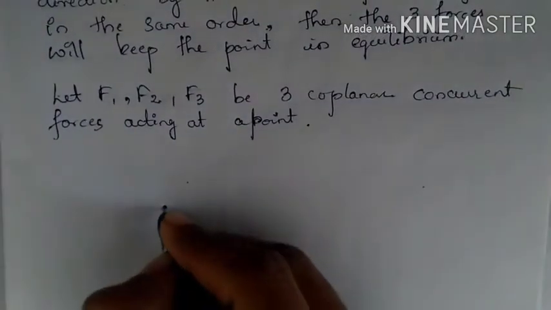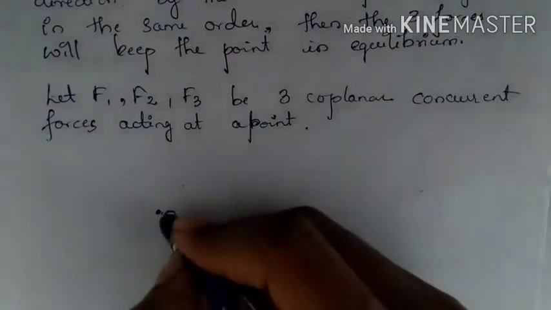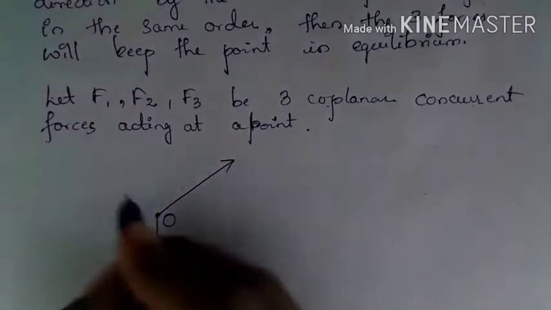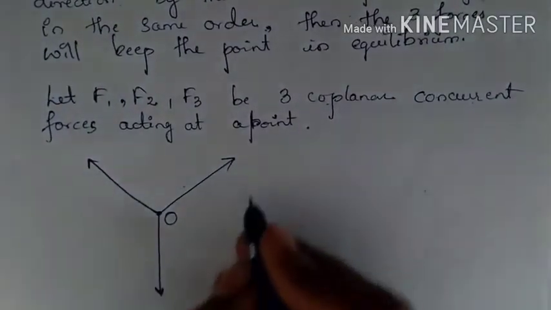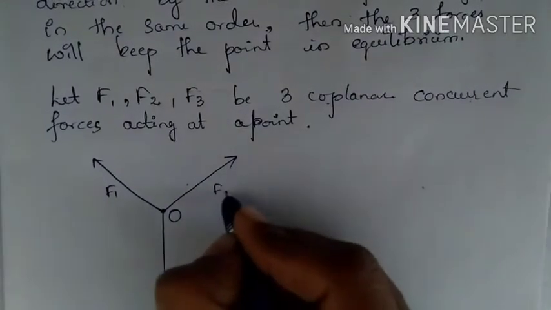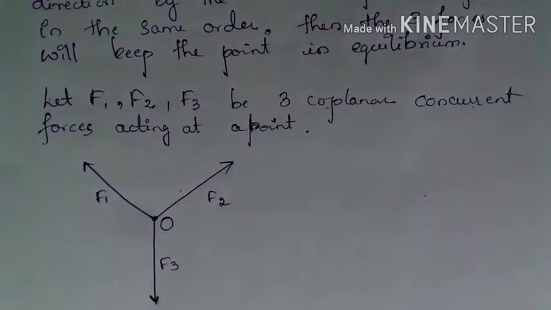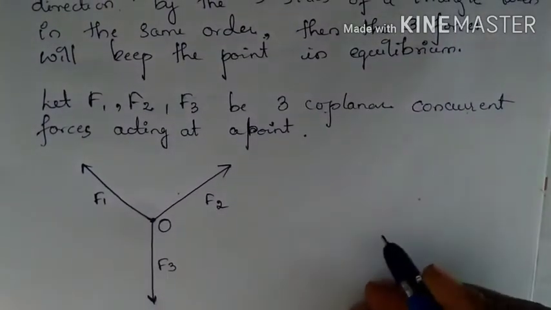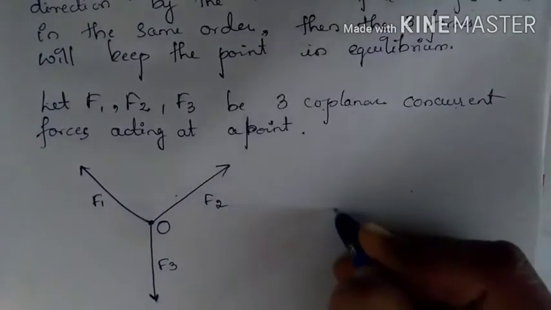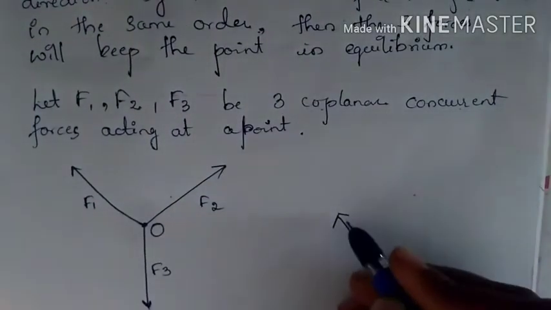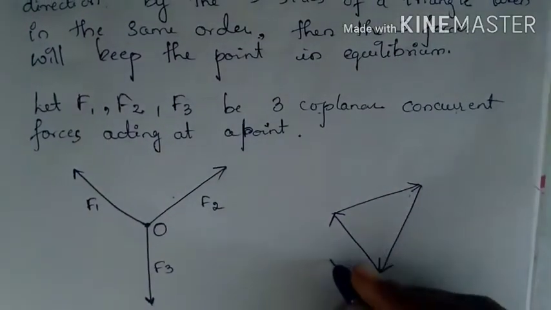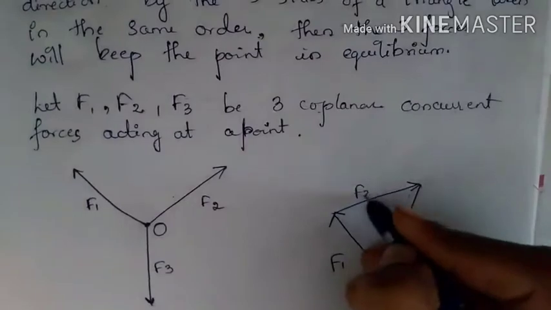So now let us try to draw the diagram. Let's suppose here is the point O. On this point we have three coplanar concurrent forces. So this is F1, this is F2 and this is F3. So these three forces are acting at a point O. Now these three forces can be represented by the triangle ABC. So this is F1. F2 is in this direction and F3 is in this direction. So F1, F2, F3.